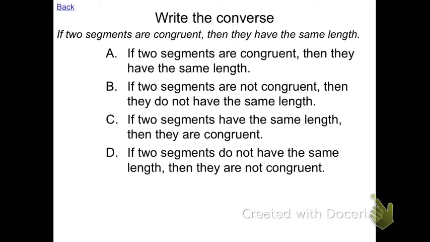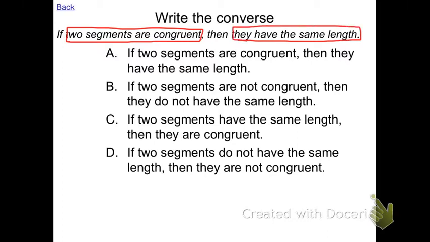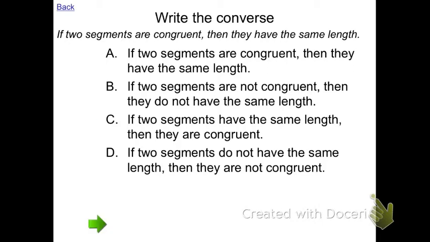Okay, write the converse. If two segments are congruent, then they have the same length. Two segments are congruent is our hypothesis, and they have the same length is our conclusion. The converse switches the position of these two and makes the conclusion the hypothesis and the hypothesis the conclusion. So which of our answer choices is that? Answer choice C: if two segments have the same length, that's our new hypothesis. The conclusion is that the segments are congruent.